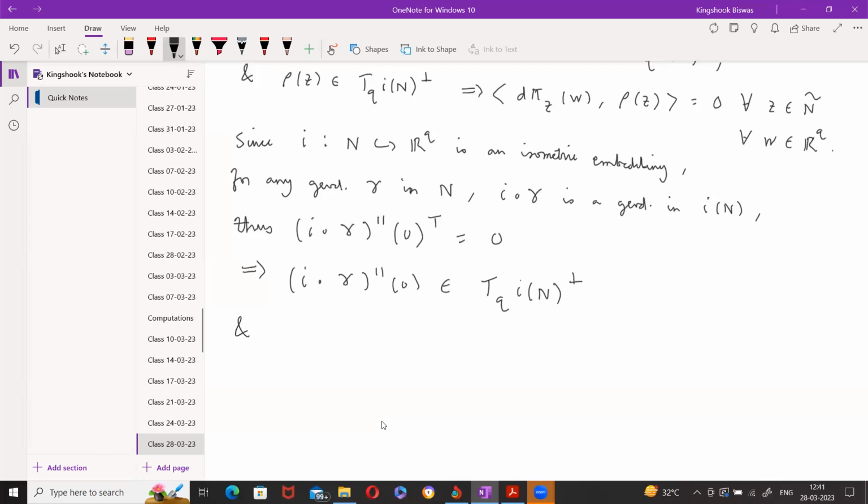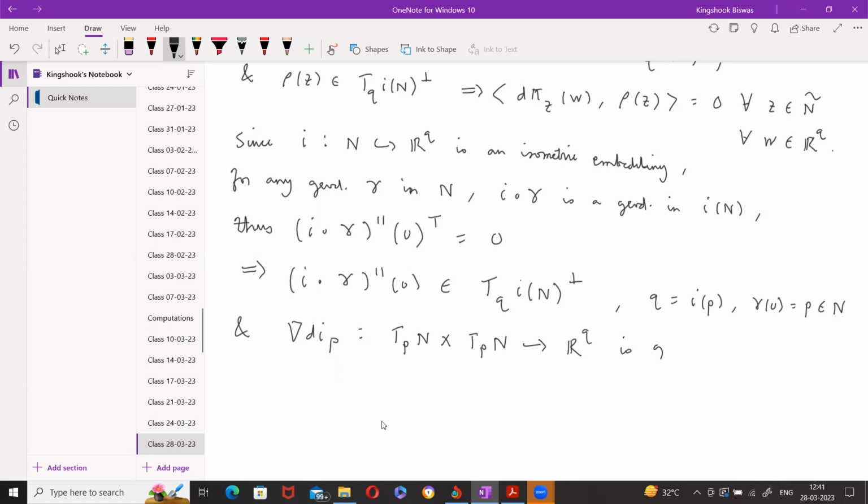And this nabla di at P, so here this Q is I of P, and this gamma 0 is P in M. So this second fundamental form, this is going from where? This is going from TPN cross TPN to RQ.